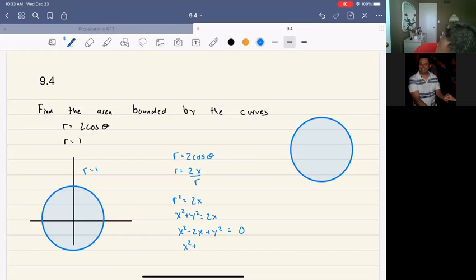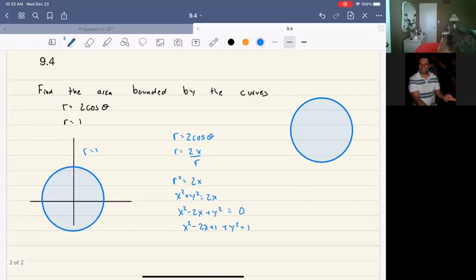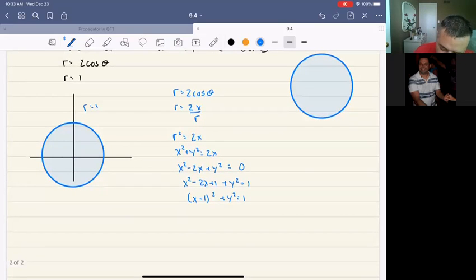x squared minus 2x plus 1 plus y squared equals 1. So this is x minus 1 squared plus y squared equals 1. So this is a circle, radius 1, centered at 1, 0.